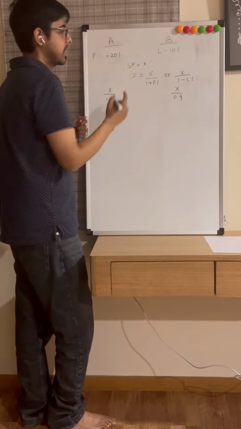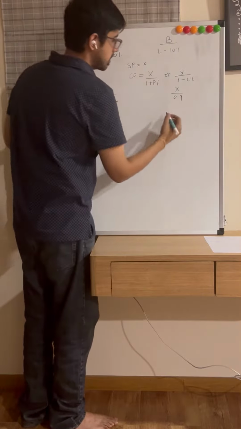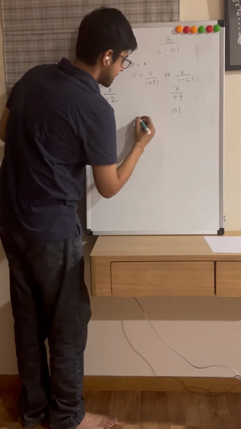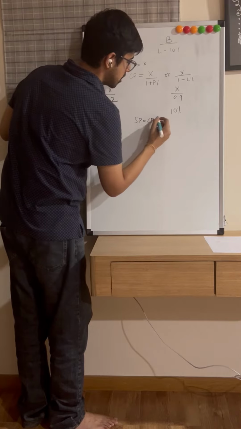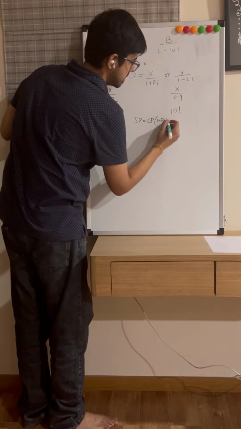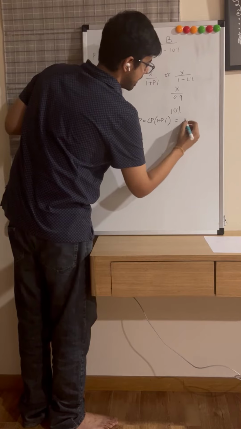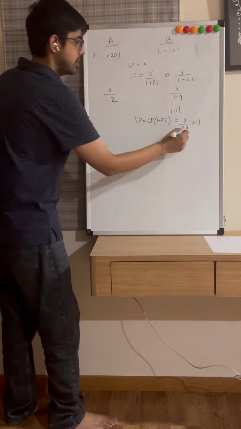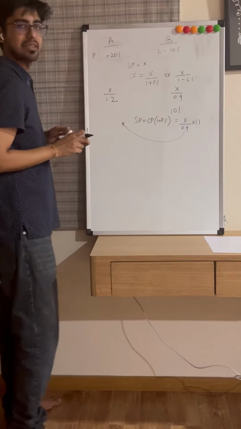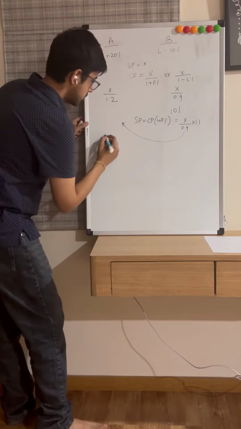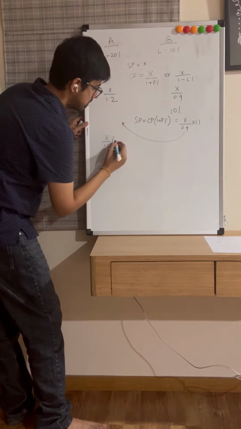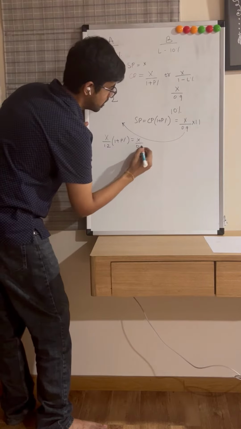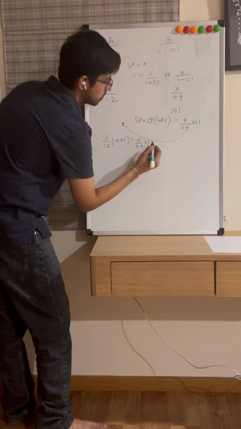Given that she wants to make a profit of 10% on this, her selling price should be equal to cost price into 1 plus profit percent. So this should be equal to X by 0.9 into 1.1, which also is the selling price in this case. So X by 1.2 into 1 plus profit percent is equal to X by 0.9 into 1.1.